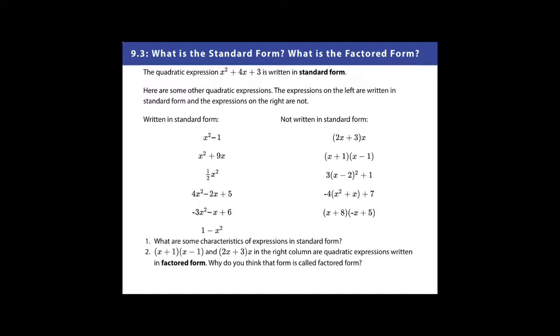Number 2, x plus 1 times x minus 1 and 2x plus 3 times x in the right column are quadratic expressions written in factored form. Why do you think that form is called factored form? So one way to put it would be that it is a product of two factors. Each factor could be a variable, a number, or an expression with a variable with no exponent and a number.